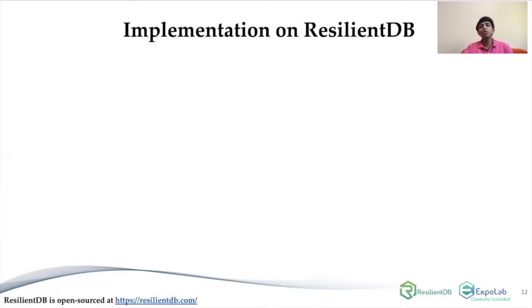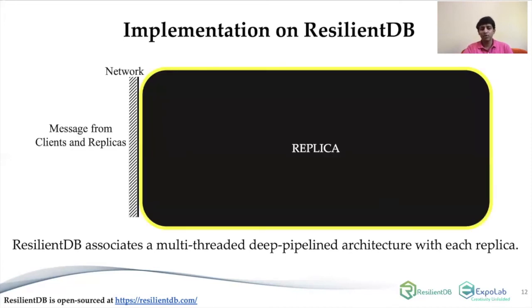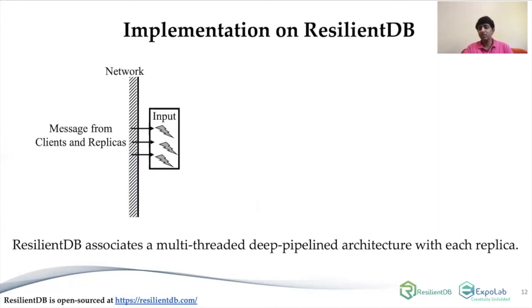So we implemented GeoBFT on ResilientDB, and how does that work? ResilientDB associates a multi-threaded deep pipeline architecture with each replica. Let us take a look here. We first assume the replica is a black box. That means a replica gets all the messages from the network layer, basically messages from clients and other replicas.